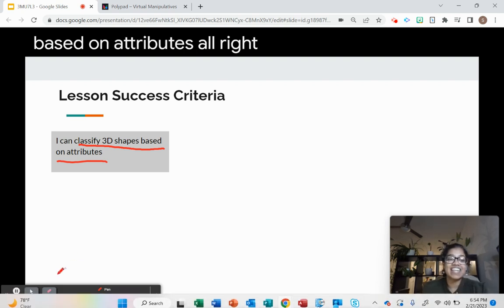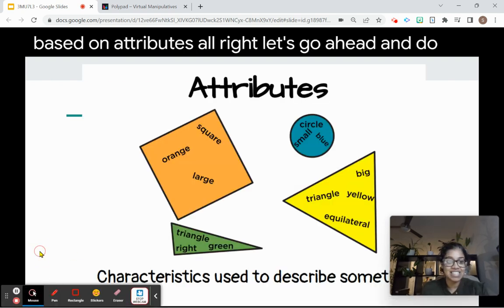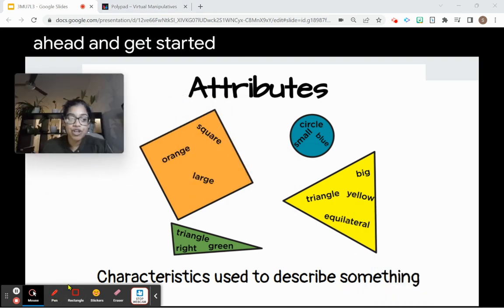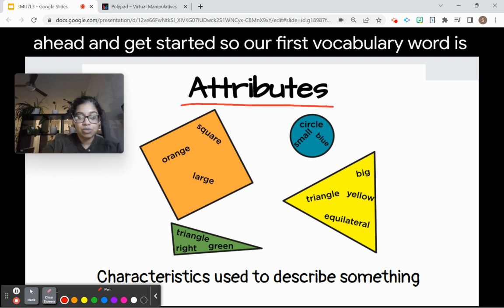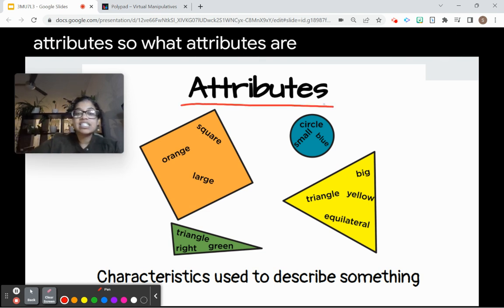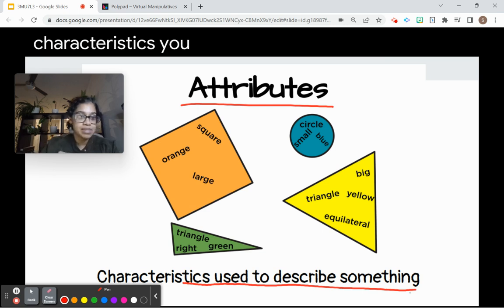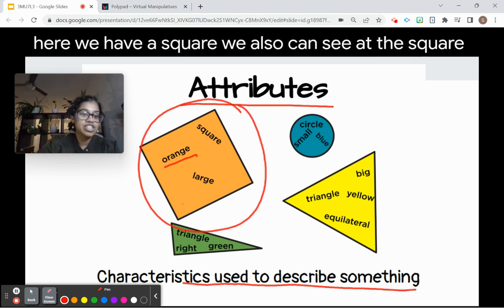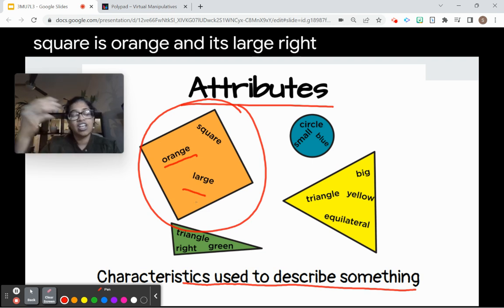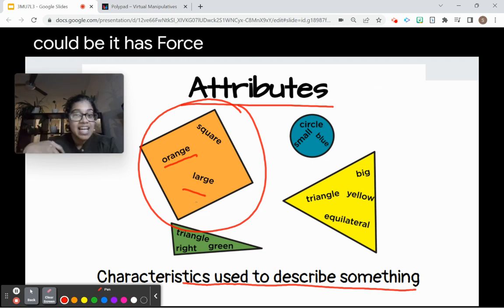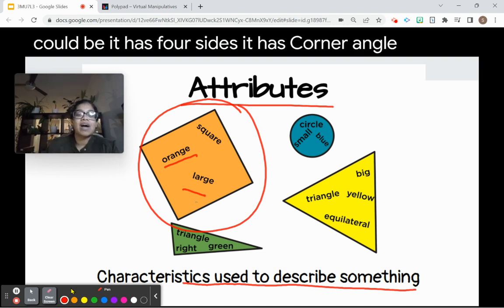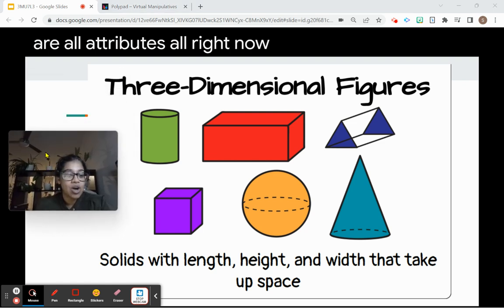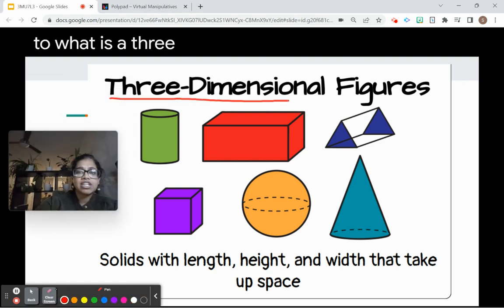All right, let's dive into our vocabulary for today. We have a lot of vocabulary, but let's get started. Our first vocabulary word is attributes. Attributes are characteristics used to describe something. Over here we have a square. We can see that the square is orange and it's large. Other attributes could be that it has four sides and corner angles. These are all attributes.